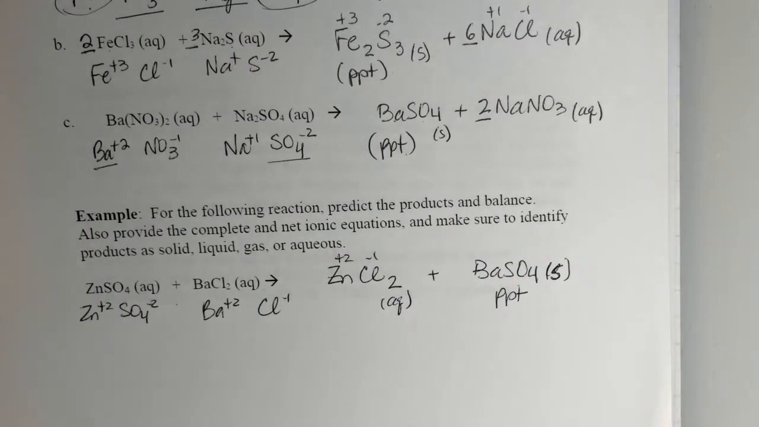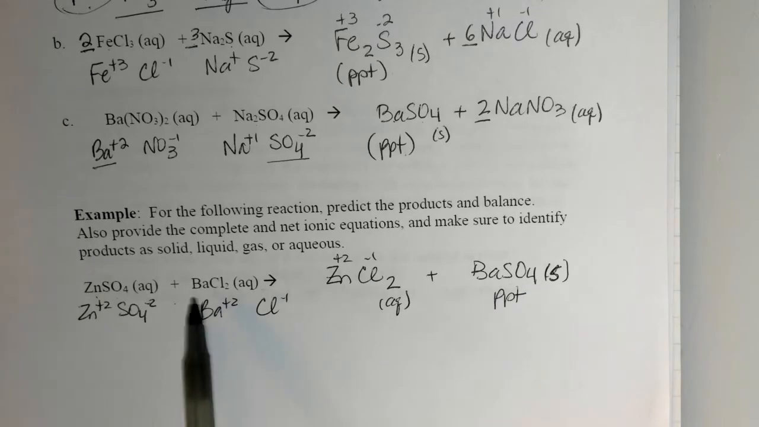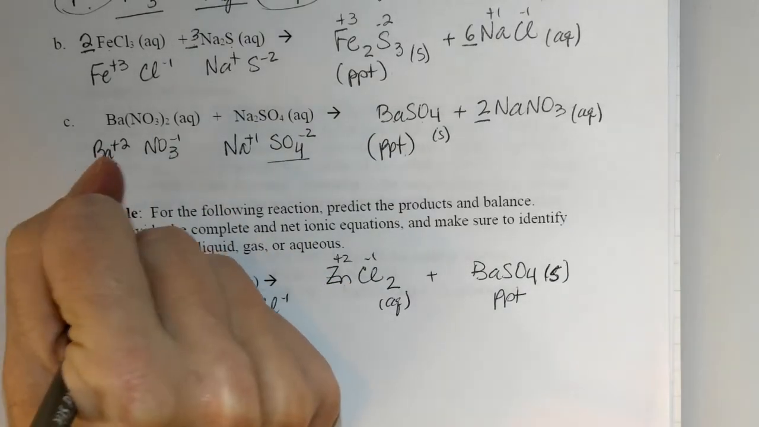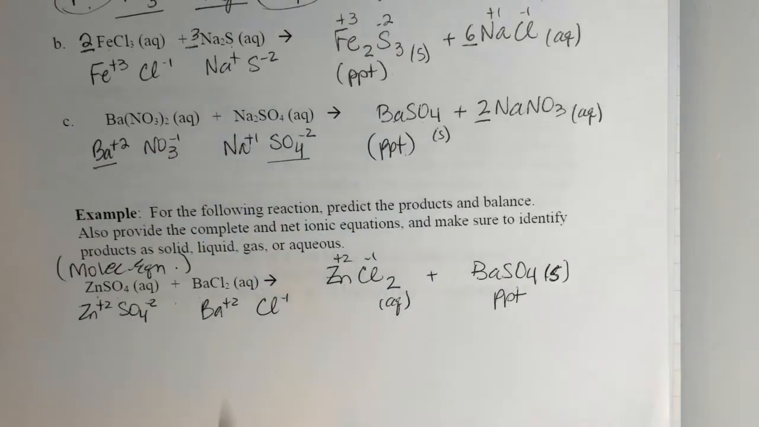Now to balance, everything is actually done here. 1 zinc, 1 zinc, 1 sulfate, 1 sulfate, 1 barium, 1 barium, 2 chlorines, 2 chlorines. And of course that happened because the 2 cations had the same charge, so that makes it easy to just swap. All right, that is, again, the balanced molecular equation. Molecular because, again, everything is in that compound format.